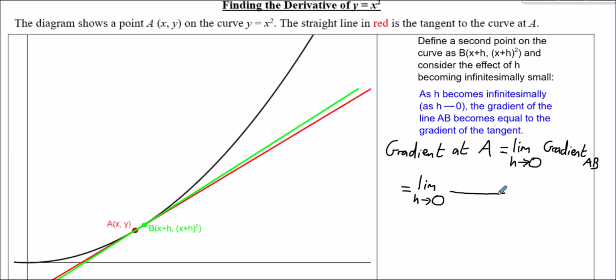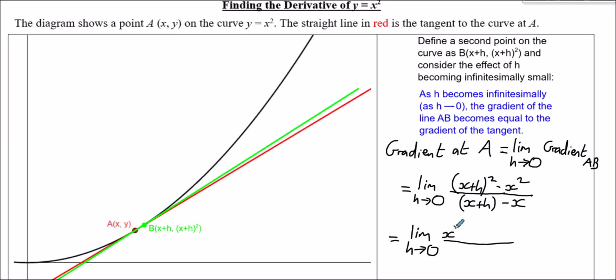So let's just define this now. y at B is (x plus h) all squared. y at A is just going to be x squared. Meanwhile, the x-coordinate of B is just x plus h. The x-coordinate at A is simply x. Now the denominator, we're just left with h. That's going to be a common theme we're going to see again and again. So let's just neaten this up slightly. That's the same as the limit of h going towards 0. So let's neaten up the top of this fraction.